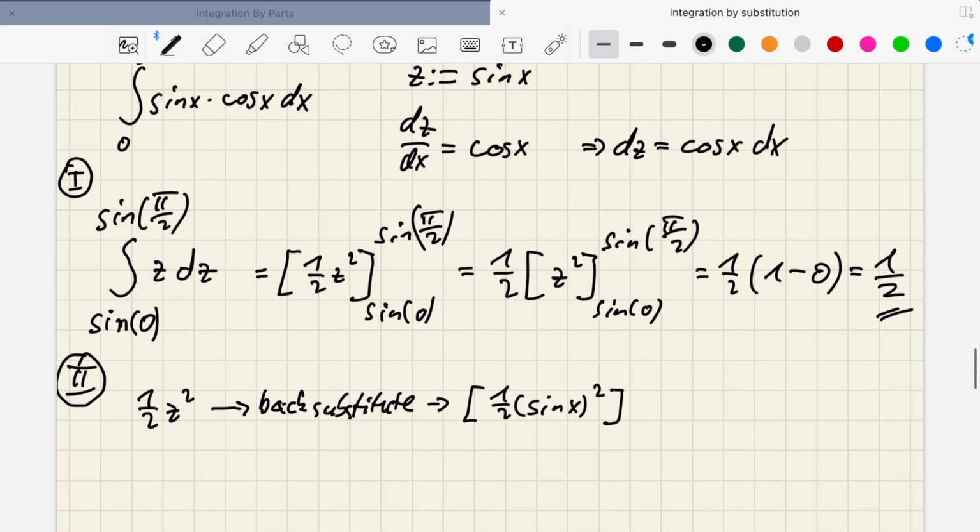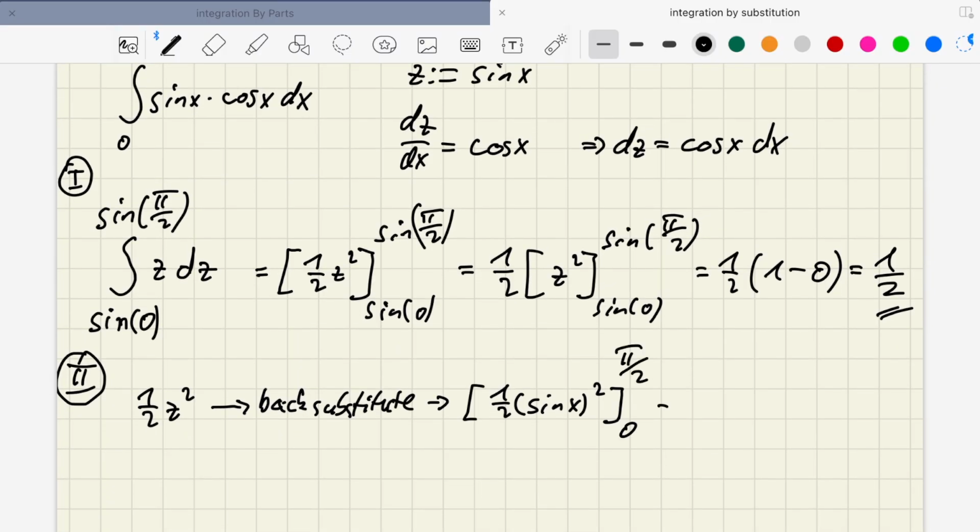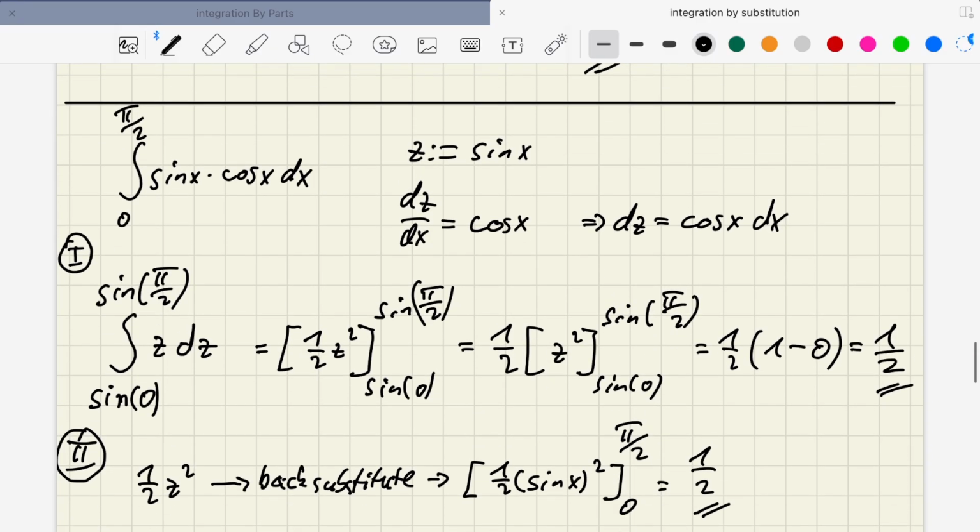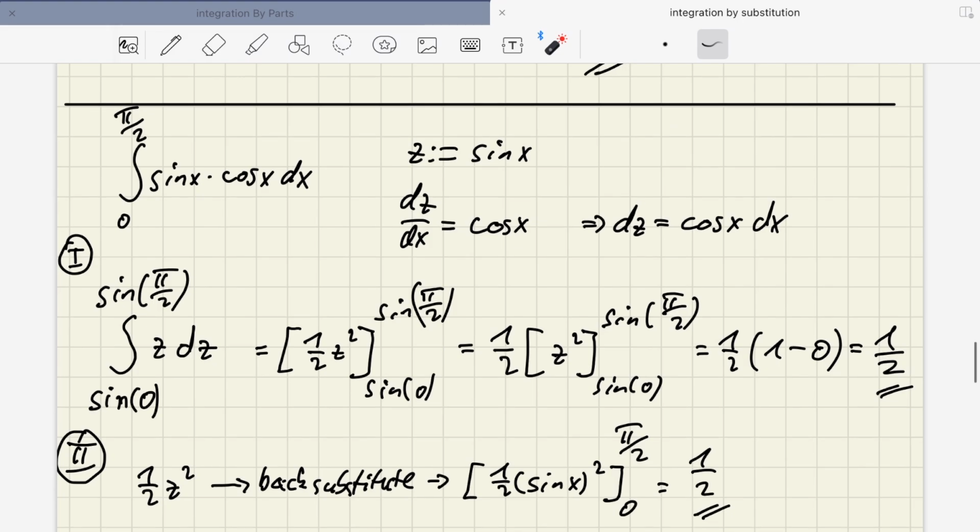This has been half and 0, and this comes out to, you can check it if you want, but you can trust me as well. This is 1.5 as well. So again, you have the two options for a definite integral.